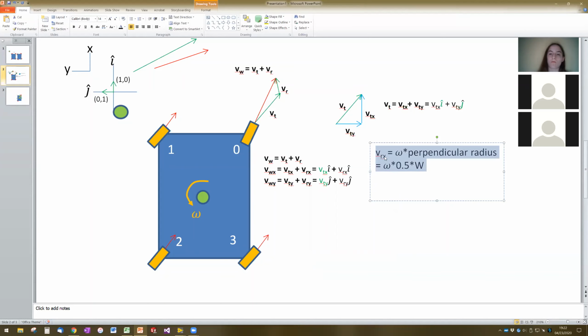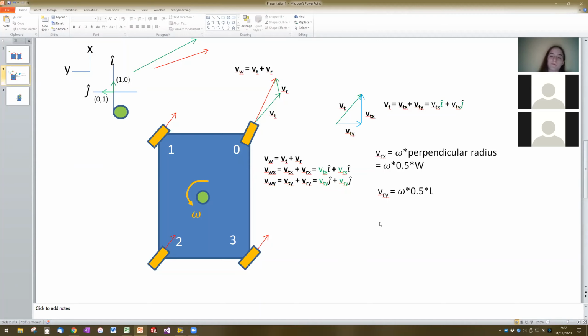And then the very similar one, for y, would be omega times 1/2 of the robot length. And so now we should also have these two values as well. Does that make sense to everyone? Are there any questions?